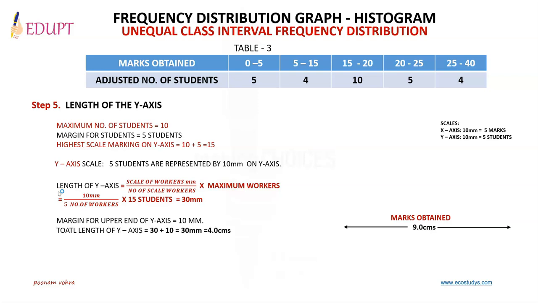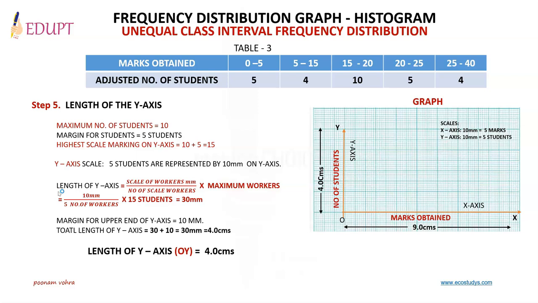So margin for upper end of y-axis is 10 mm. Total length is 30 plus 10, 40 mm or 4 centimeters. So length of y-axis would be 4 centimeters as is depicted here.